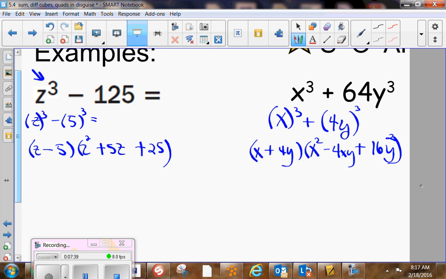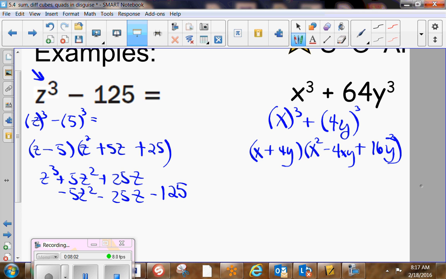I'm going to double distribute, so the z times z squared is z to the third. Z times 5z is 5z squared. Z times 25 is 25z. Then distribute the negative 5. Negative 5 times z squared is negative 5z squared, negative 5 times 5z is negative 25z, and negative 5 times 25 is negative 125. Add those together. These cancel, I'm left with z cubed minus 125. So it really does work. Yes, ma'am. I have a question on the right.